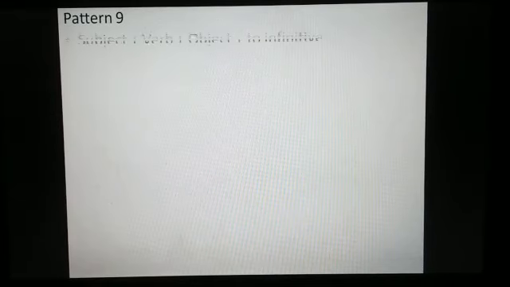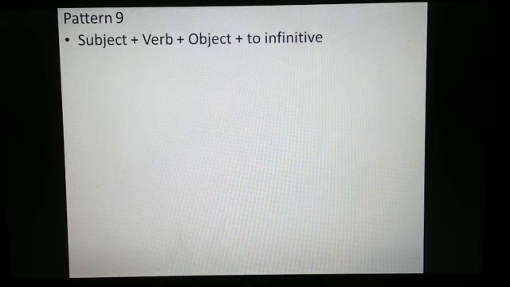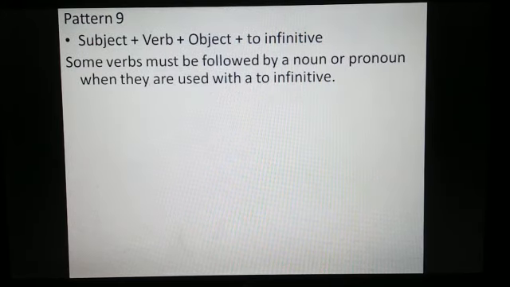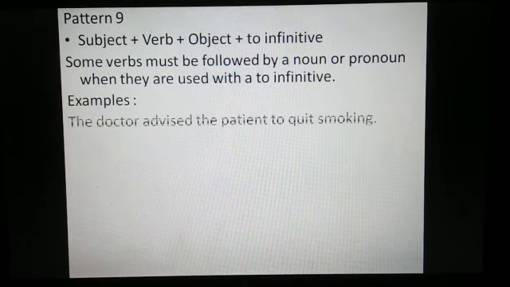Let us move on to the next pattern, pattern number 9, that is subject plus verb plus object plus to infinitive. Now, some verbs need an object, a noun or a pronoun, when we use them with to infinitive. Now, what is to infinitive? To infinitive means to plus base form of verb. Let us see some examples.